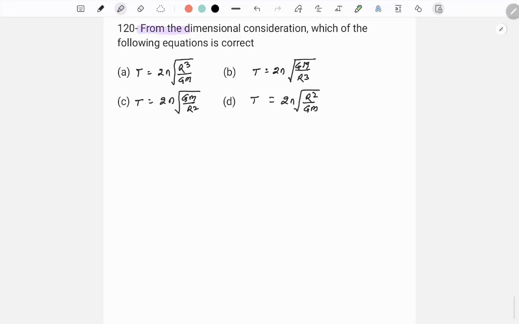120. From the dimensional consideration, which of the following equations is correct?